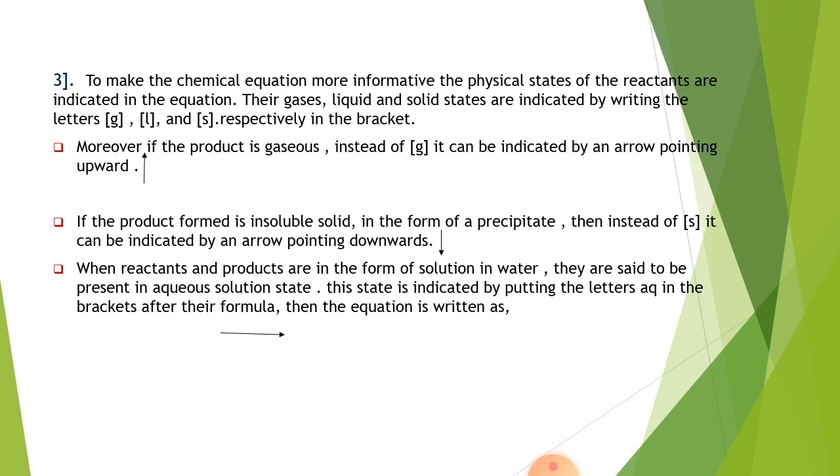This state is indicated by putting the letters small a and q in brackets after the formula. Then the equation is written as, now see here, CuSO4 in brackets aq, that is it is in aqueous solution form, plus Zn, that is in solid form, which will give ZnSO4 in aqueous form plus Cu in solid form. This is equation number 3.